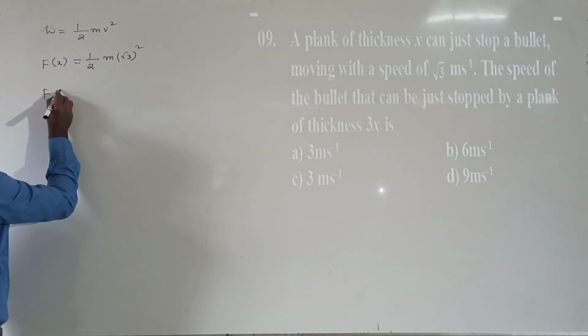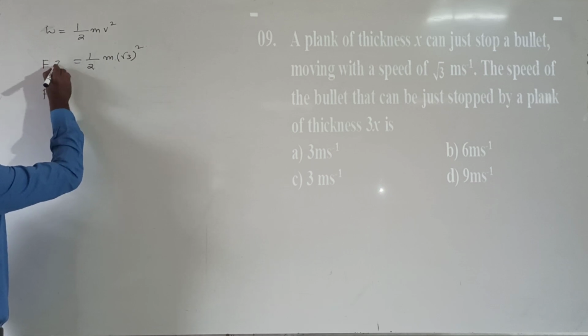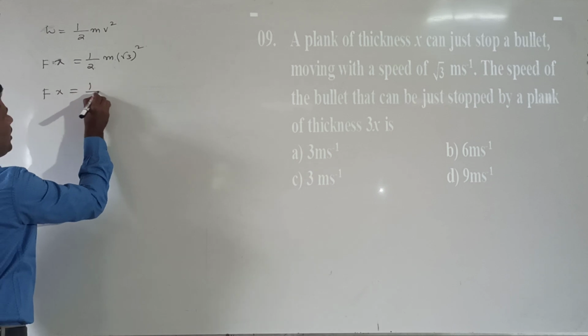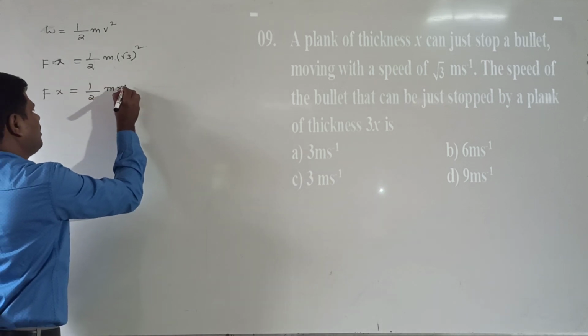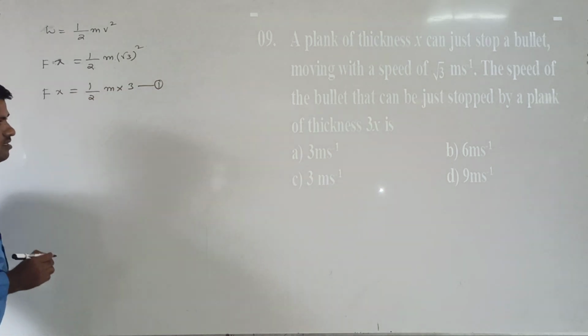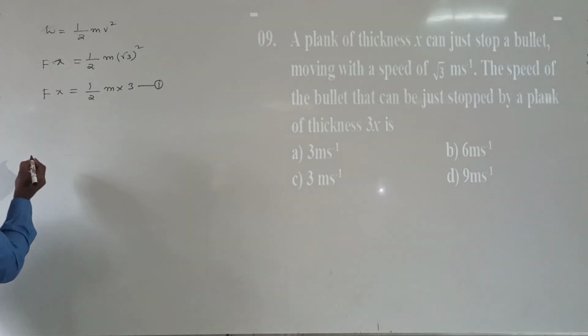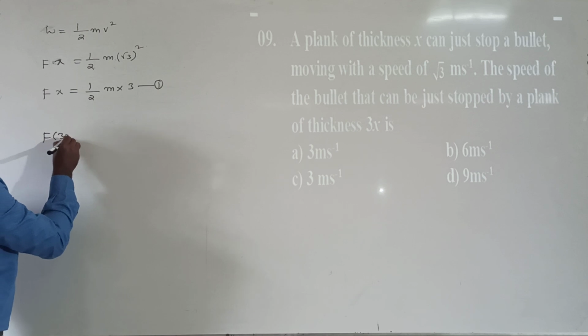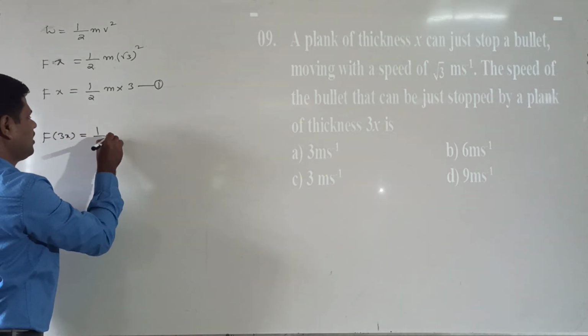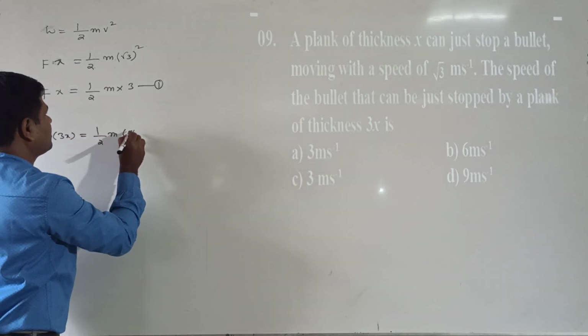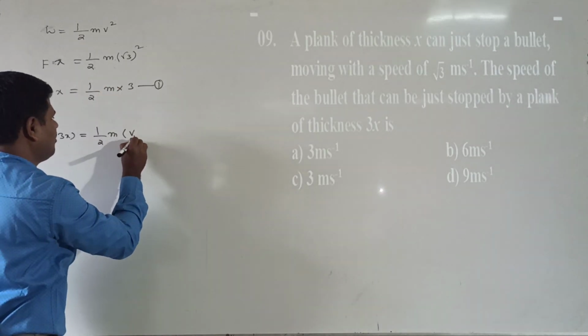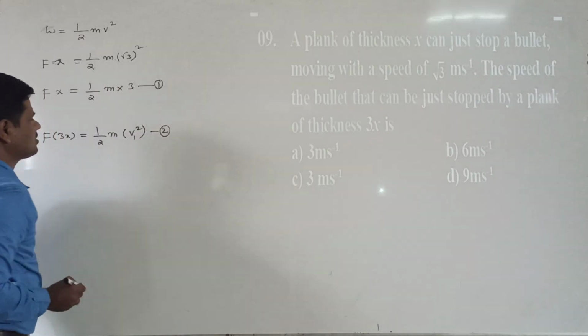Now F into x, this thickness is taken as x. Work done is equal to force into displacement. F into x is equal to half into m into 3. This is equation number 1. Next the thickness is increased to 3x, and the velocity we have to find here. F into 3x is equal to, the same equation, half m into the velocity v1 square. This is equation number 2.